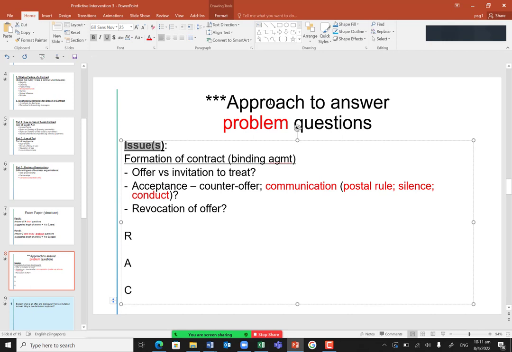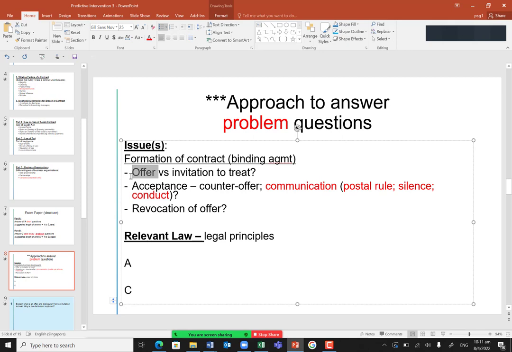And the first step is crucial because if you cannot get the I right, then you can't progress to step 2, 3, or 4. Now, what is step 2? Step 2 will deal with your relevant law. Relevant law would be where you must put down your legal principles. So, for example, explain what is an offer, the law on offer.